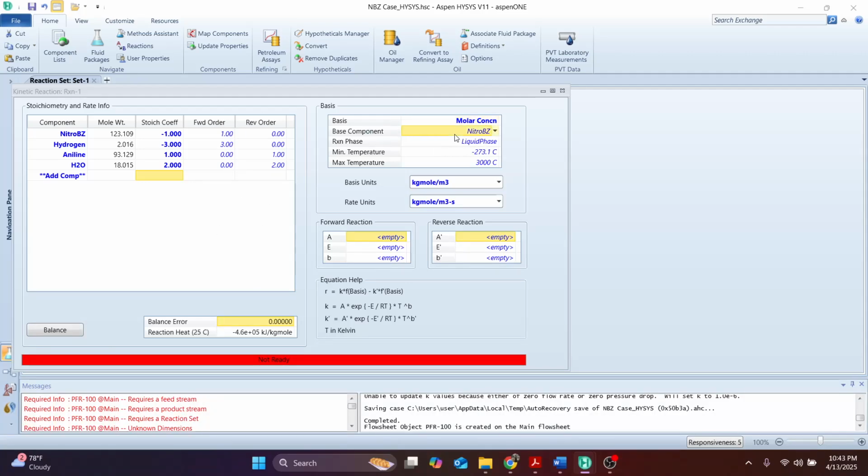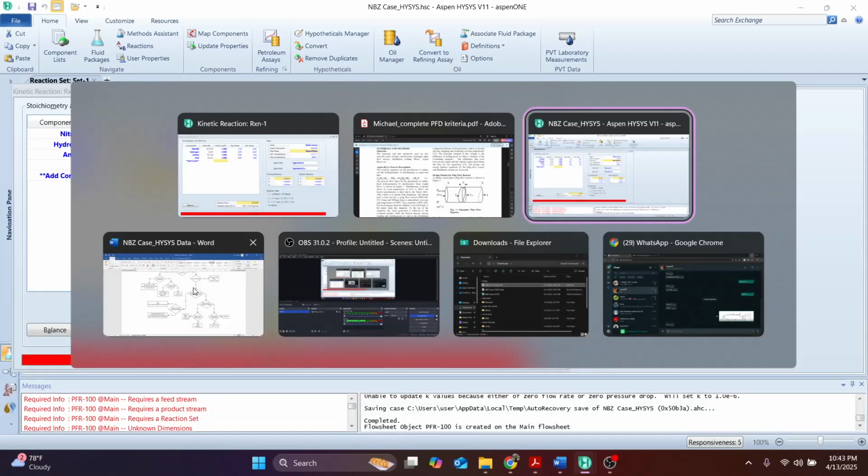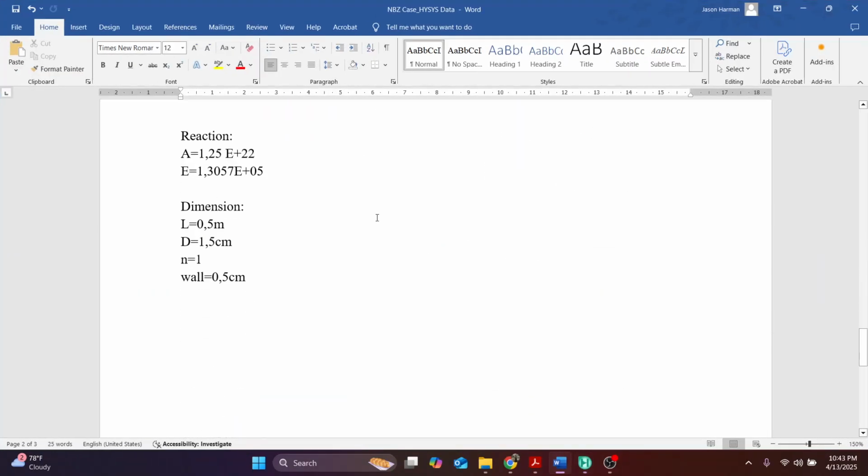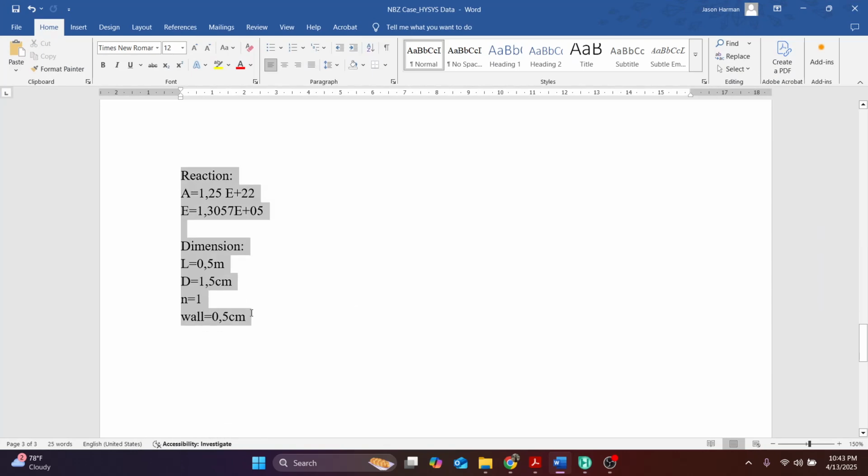Now the base component is what you will define as the limiting reactant. That's why we put the base component as the nitrobenzene, because we are adding the hydrogen in excess. And then the reaction is, of course, in vapor phase, because at 300 degrees, it's completely vaporized. Now for the dimension, this is from the literature review.